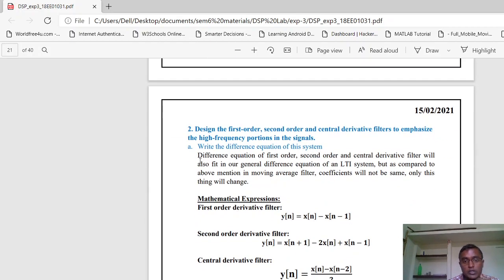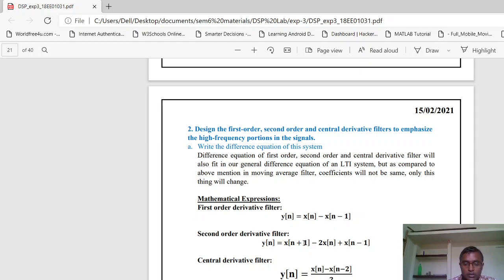Then comes the second part of the experiment. In this one we are using derivative filters. So first of all, what is the difference equation? For the first order derivative equation, we are just taking the difference of two consecutive samples, so x of n minus x of n minus 1.